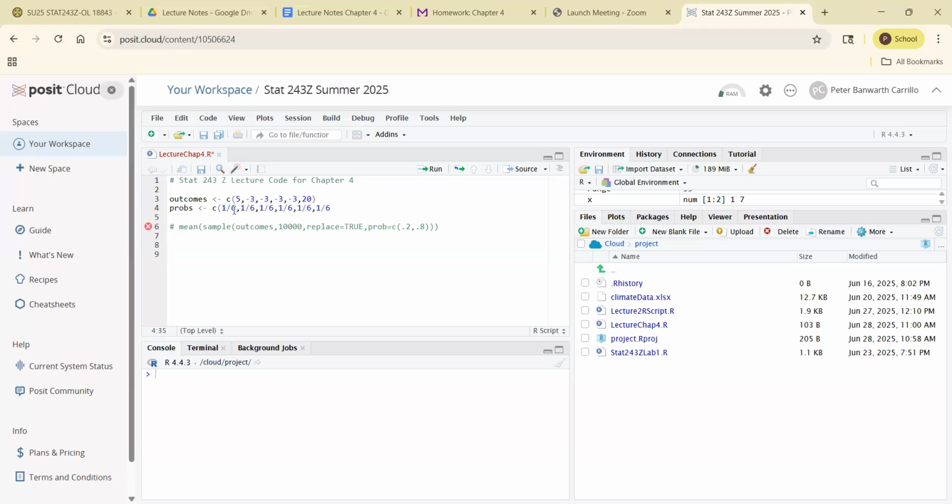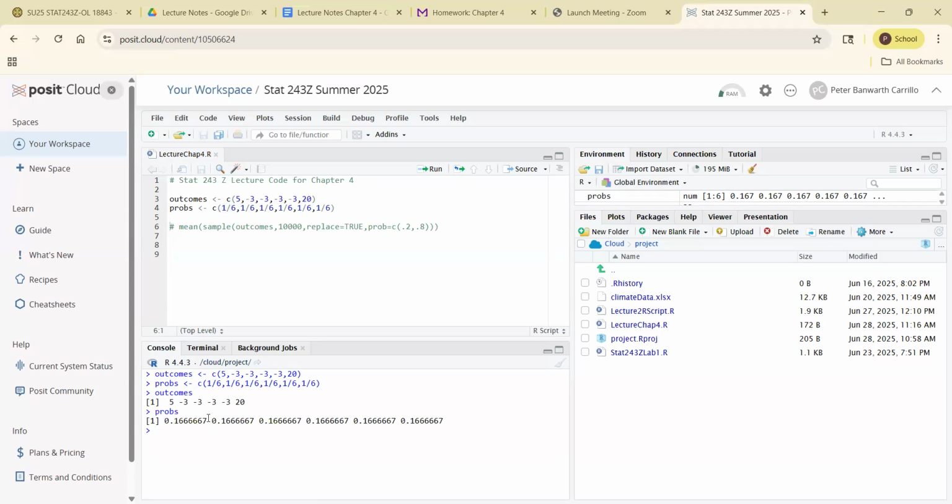Okay. Let's run both those pieces of code and take a look at them. So the possible values were winning $5, losing $3, or winning $20. And the probabilities for those different options are 1/6 each. So let's suppose we do this 100 times, and we're going to roll the dice. Each time we roll the dice, we're going to get an outcome. So this is code for simulating outcomes of a discrete probability distribution.